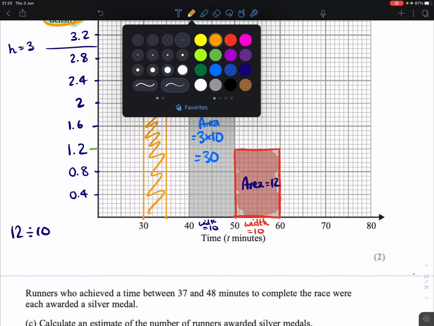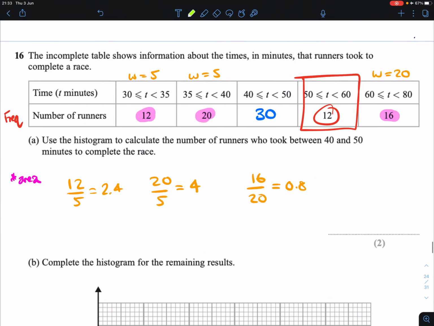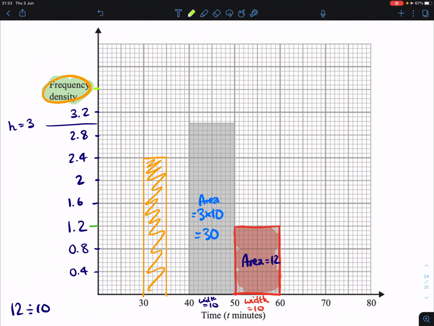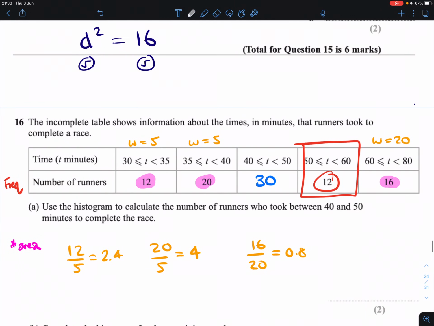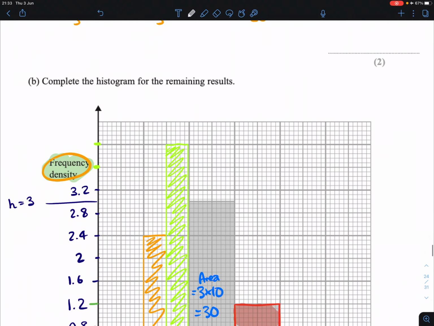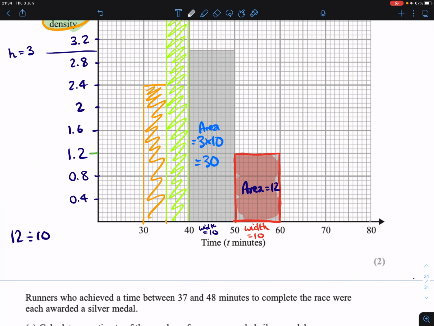Do a different color for the next one. Let's go with this one. 35 to 40 has a height of 4. So that one I'd actually have to keep going. The markings will be up to there. This gives us this bar here. Shade it in. I don't think you have to shade them in, but it looks better that way. And then the last bar, let's go with grey. We have a 60 to 80 width, and our height is 0.8. All grey is maybe a bit boring, but anyway, too late now. That there is the last bar.